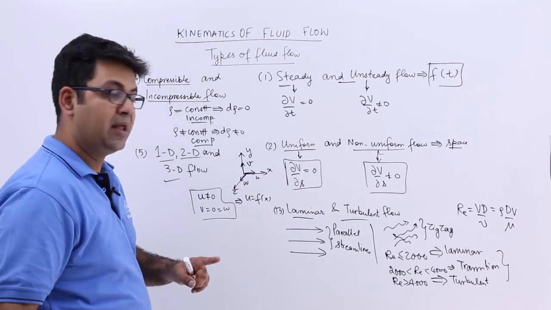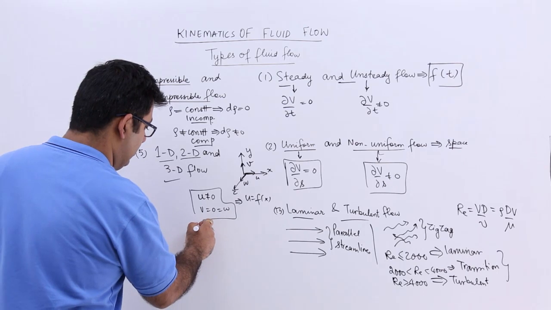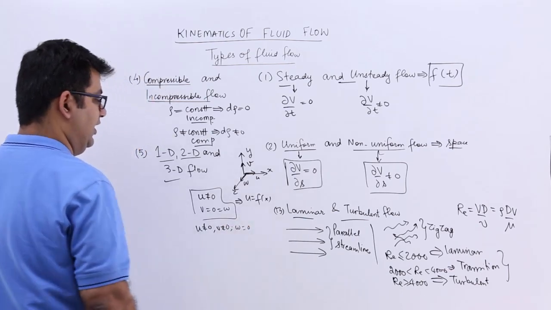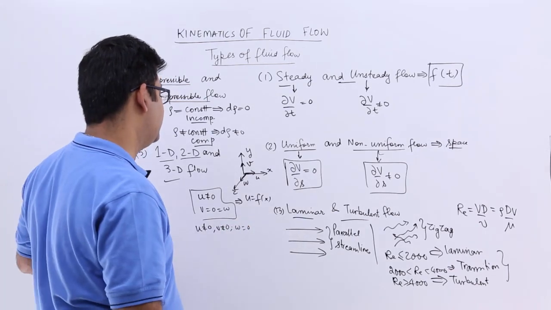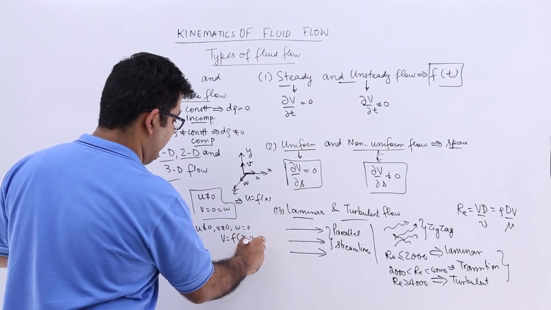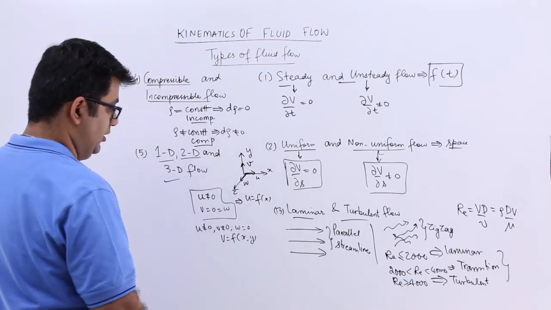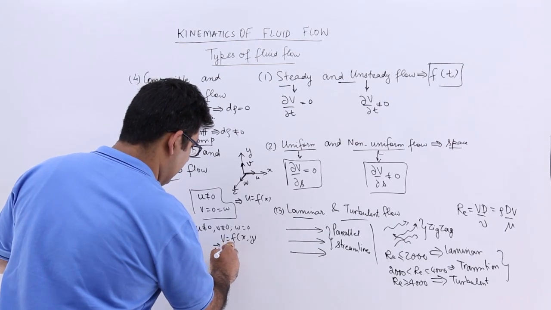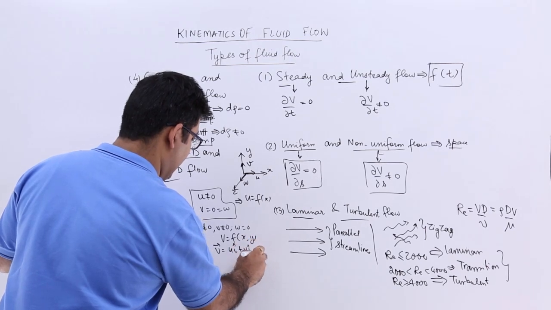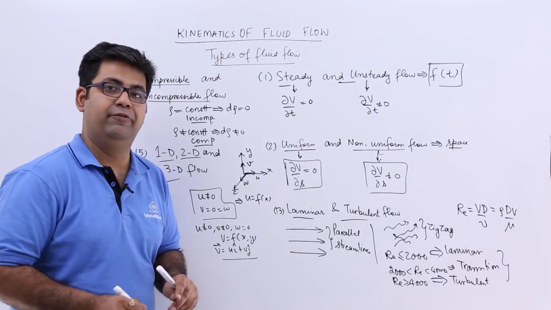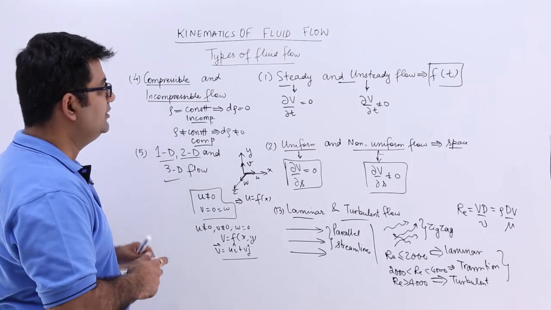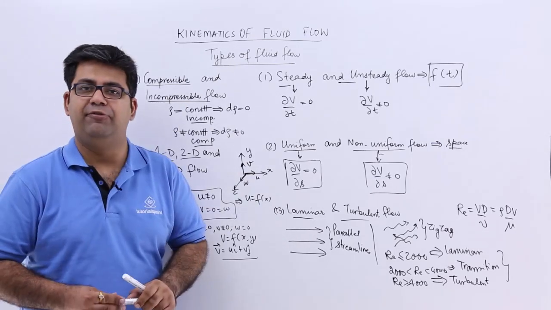In 1D flow, u is a function of x only. But if you take 2D flow, then you will have u as non-zero and v as non-zero, and we will assume that the velocity component in the z-axis is 0. This means that the velocity will be a function of x and y both, so you will have both the components. If you have to define the velocity vector, then it will be equal to u i cap plus v j cap. Similarly, we will go for the 3D flow, where you will have u, v and w all non-zero values. So this is how we define the types of fluid flow.